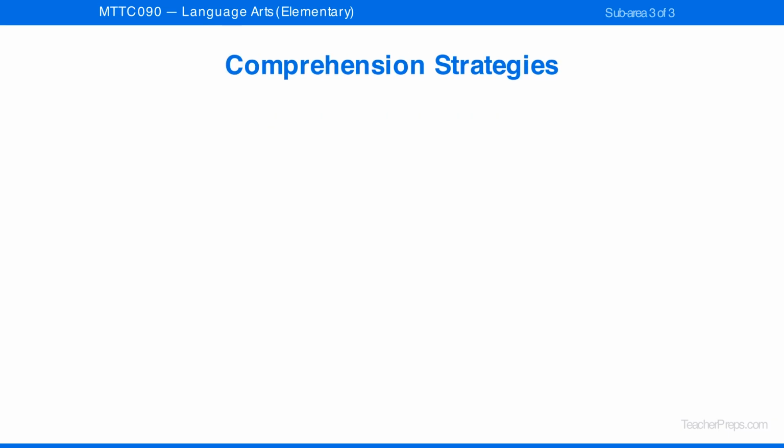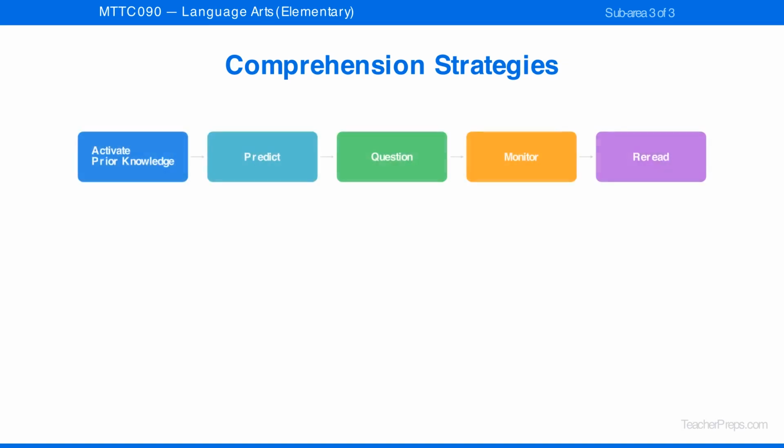Now let's cover reading comprehension strategies. Comprehension is the whole point of reading, constructing meaning from text. The first strategy is activating prior knowledge, also called schema activation. Before reading, a teacher helps students connect what they already know to the new topic.